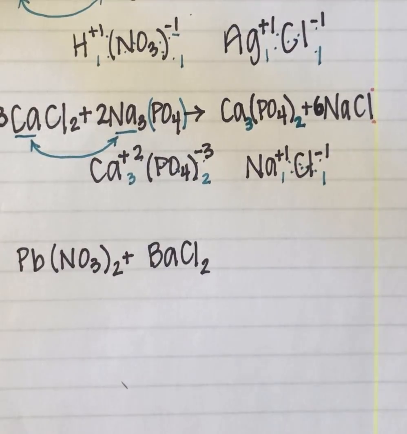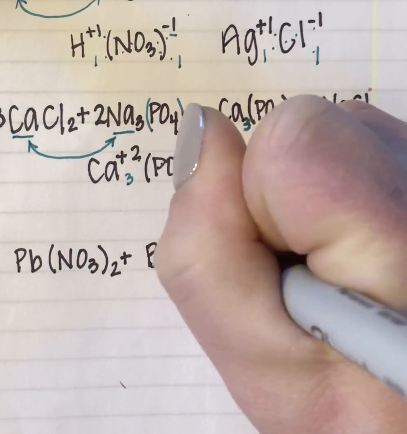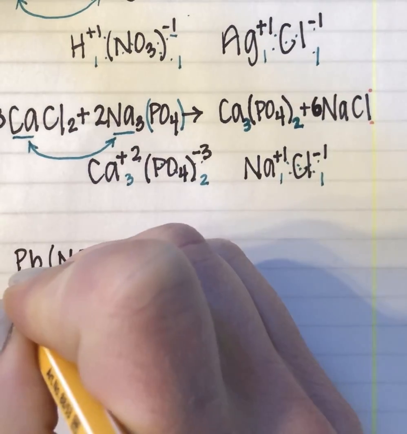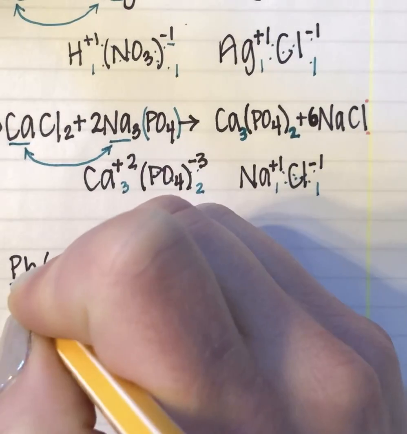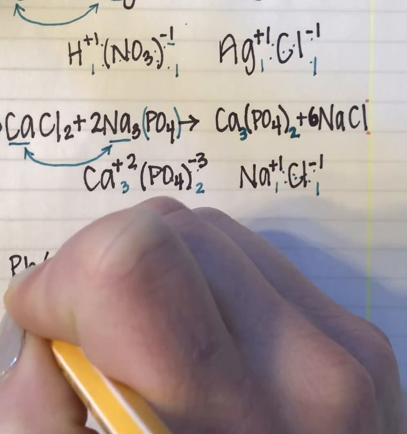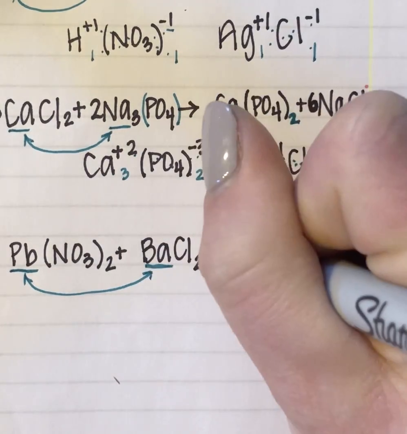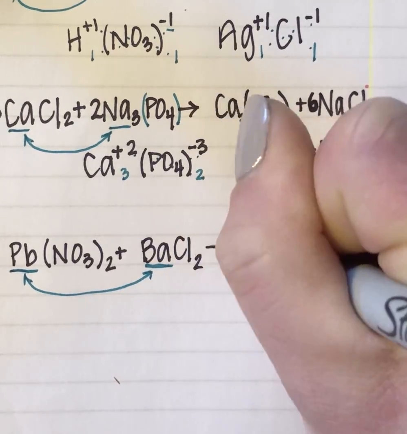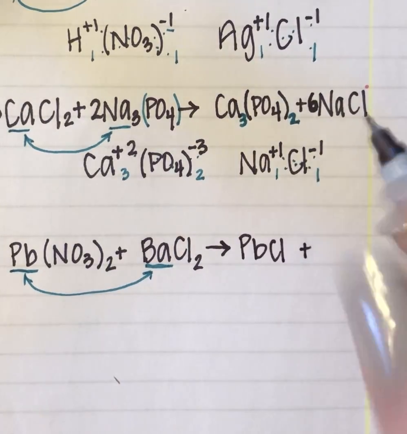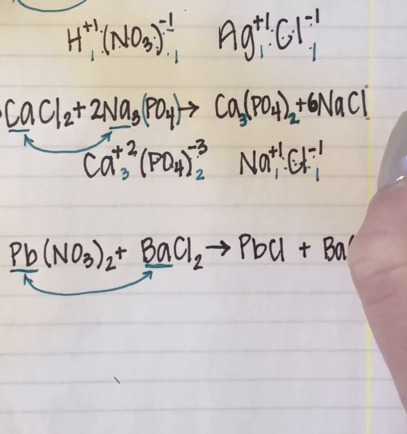Notice the nitrate is a polyatomic ion. It's already in its parentheses, plus barium chloride. So we know that the lead, my metal, should be swapping with my other metal, barium. So when I do that, lead now will be with chlorine, and barium will be with nitrate. Everything in the parentheses, and I'm going to keep those parentheses.